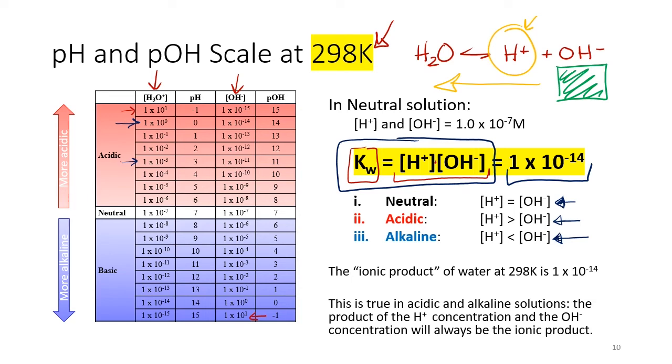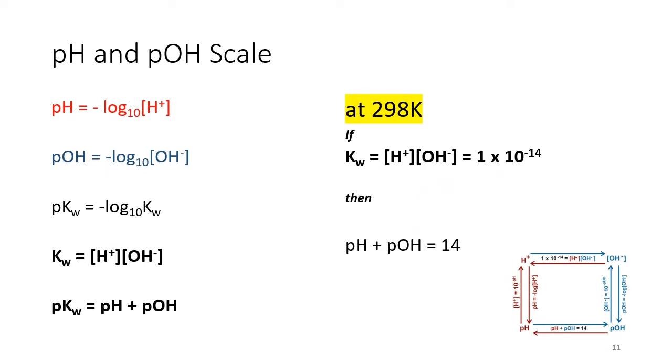And this is a word, IB word, ionic product. So the ionic product of water at 298 Kelvin is 1 times 10 to the negative 14. The product of the H plus concentration and the OH minus concentration will always be the ionic product. This is very, very important. This is the whole backbone of how pH, pOH, Kw, all of this works. So on to the main event.